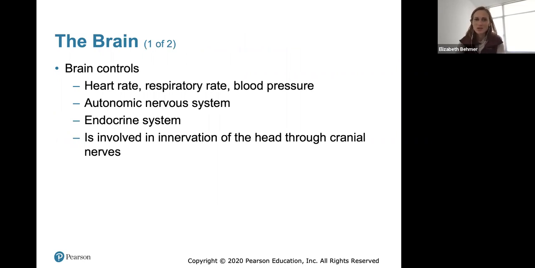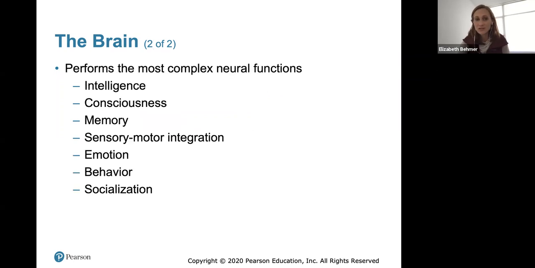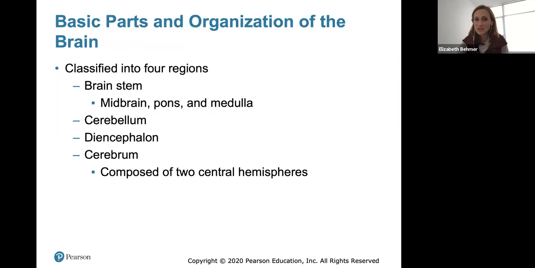You should know this. Your brain controls your heart rate, your respiratory rate, your blood pressure, the autonomic nervous system, which is everything that happens on a subconscious level automatically in the body, the endocrine system, which is all your hormones, and it's also involved in the innervation of the head through different cranial nerves. It performs more complex neural functions like intelligence, consciousness, memory, sensory motor integration, emotion, behavior, and socialization.